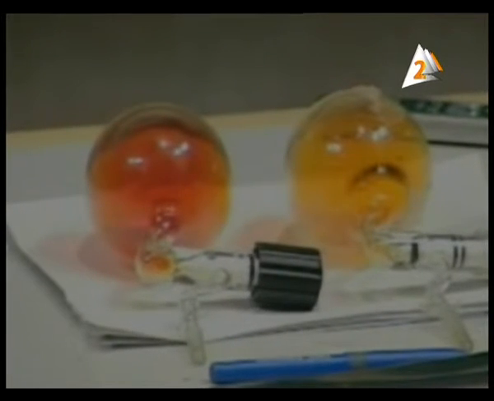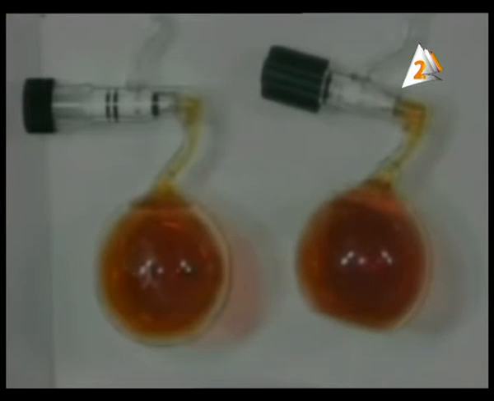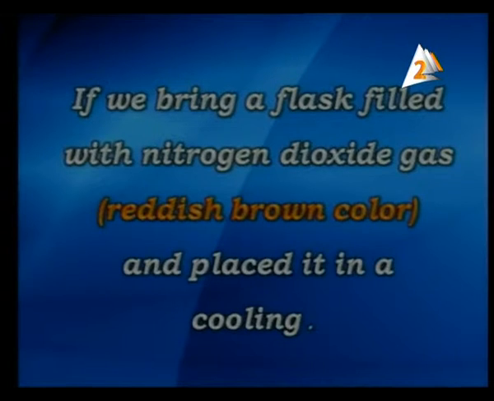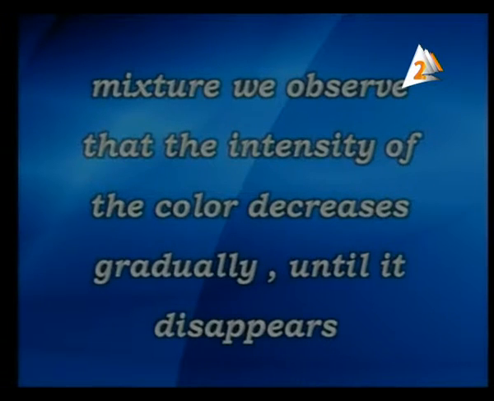One of them is at normal temperature, 25 or 27 degrees, but the second one is in the ice medium. We can say the main factor that affects here is the temperature. It's easy and important. Now let's see what happened. If we bring a flask filled with nitrogen dioxide gas, NO2, reddish brown in color, and place it in a cooling system, what will happen here? For the cooling mixture, we observe that the intensity of the color decreases gradually.